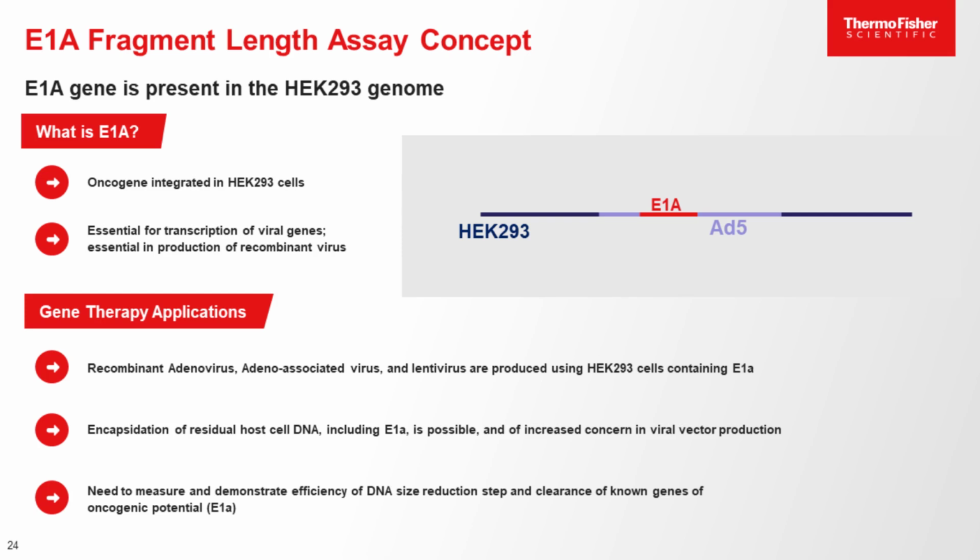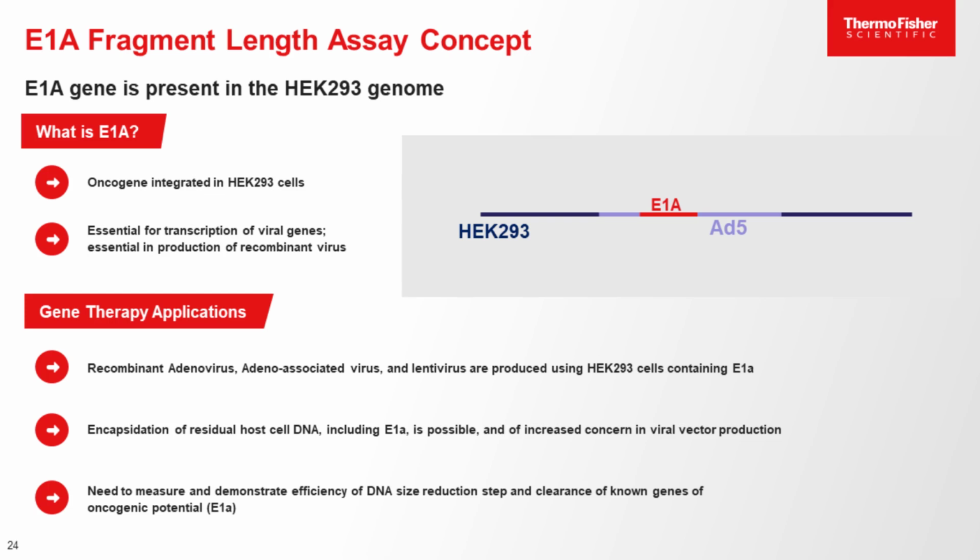But what is E1A? E1A, or adenovirus early region 1A, is a gene that is present in HEK293 cell lines. This adenoviral gene fragment has been intentionally integrated into chromosome 19 and provides essential genetic regulatory modulations for viral vector manufacture. It's because of this gene that HEK293 and various related cell lines are used to produce recombinant adenovirus, recombinant adeno-associated virus or AAV, and recombinant lentivirus.